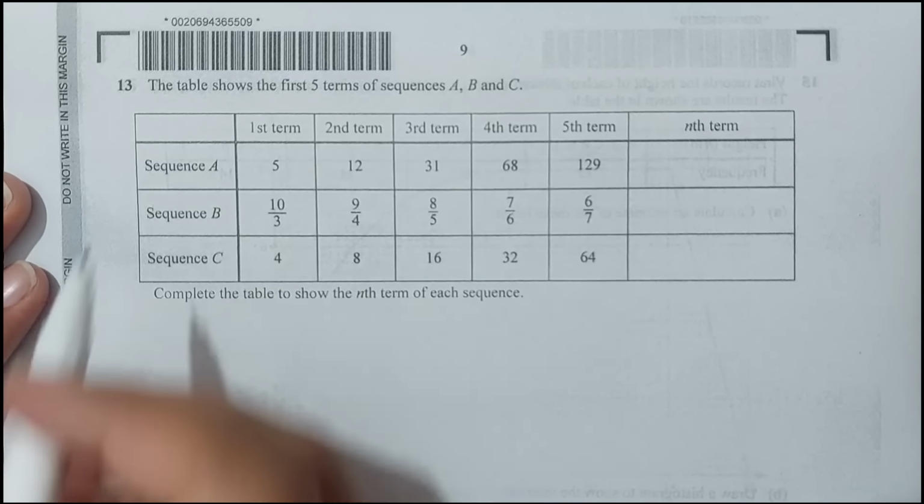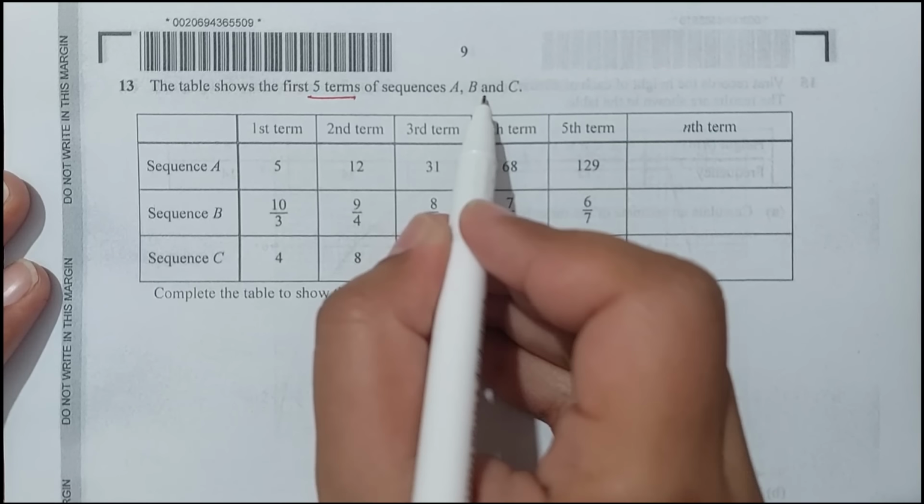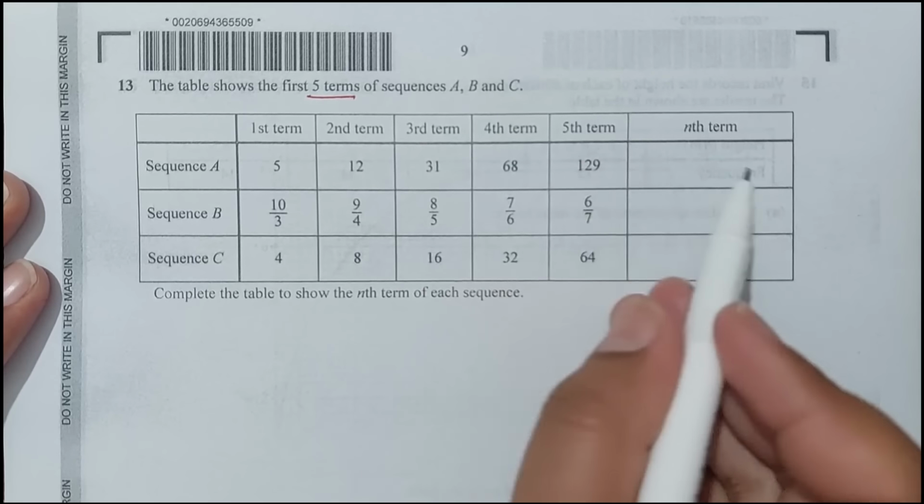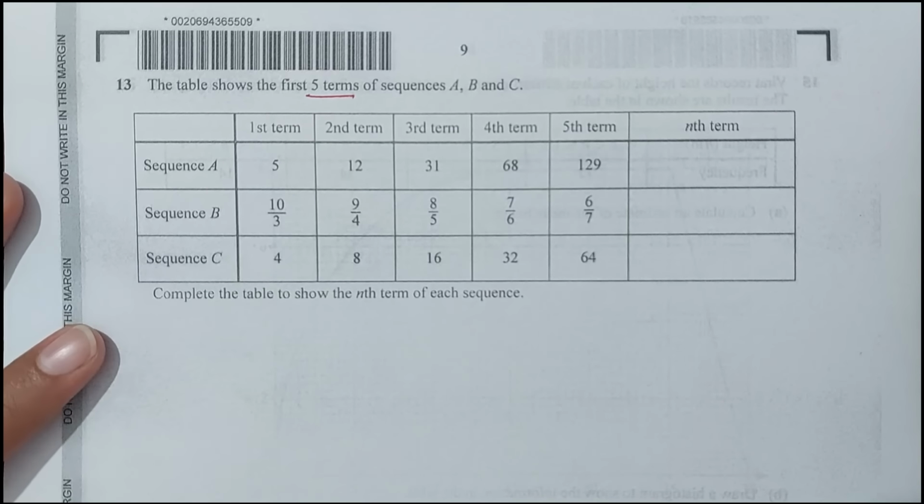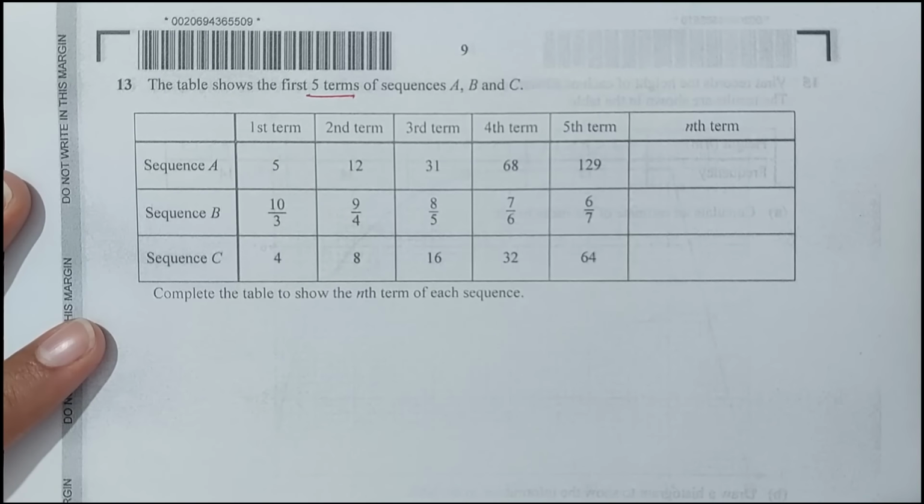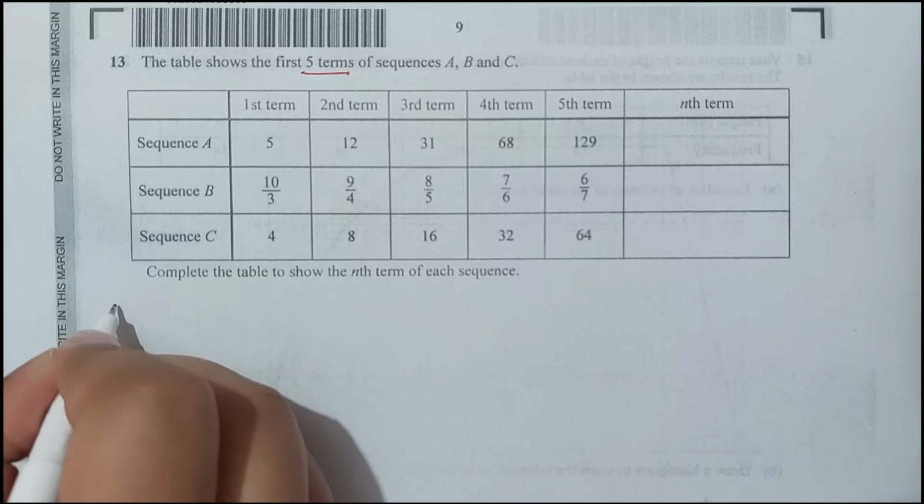Question number 13. The table shows the first 5 terms of a sequence A, B, and C. Sequence A, sequence B, and sequence C, first, second, third, fourth, and fifth term. Right? Complete the table to show the nth term of each of the sequences. Okay, we have to find the nth term for all of them, right? Let me start with the sequence A, right?